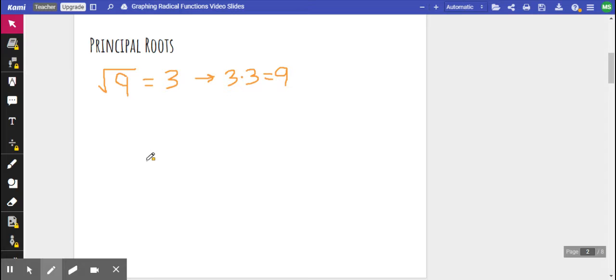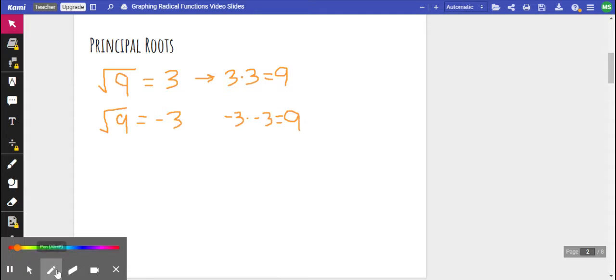Based on our previous chapters dealing with quadratics and x squareds, you might be thinking to yourself, well, I actually know that there are two answers. So I could say that the square root of 9 could equal negative 3, because negative 3 times negative 3 is also equal to 9.